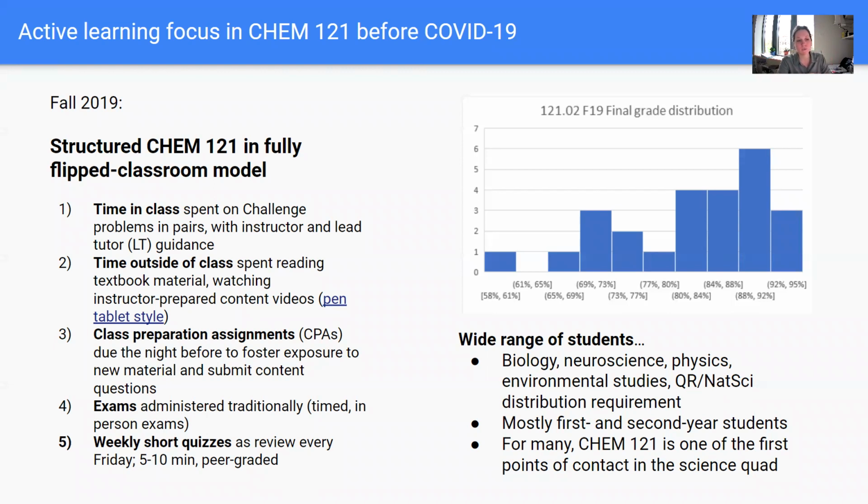So this is one of the first points of contact that they have with the chemistry department, but also for many of our first years, one of their first classes in the science quad. I'm showing here the grade distribution of my class 121 second section in fall 2019. And you can see that there's sort of a range of grades and more than we would want down sort of in the C range.